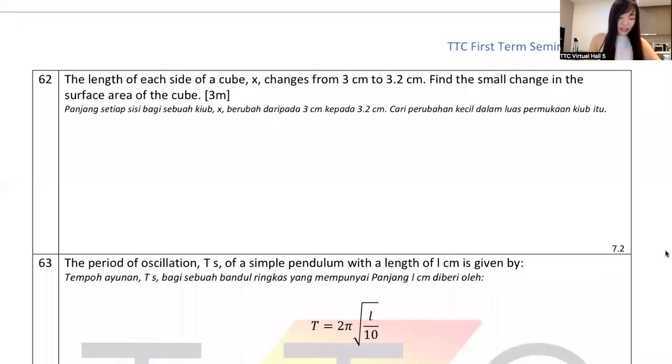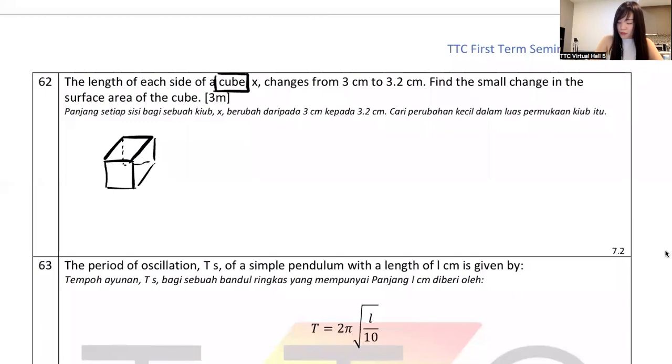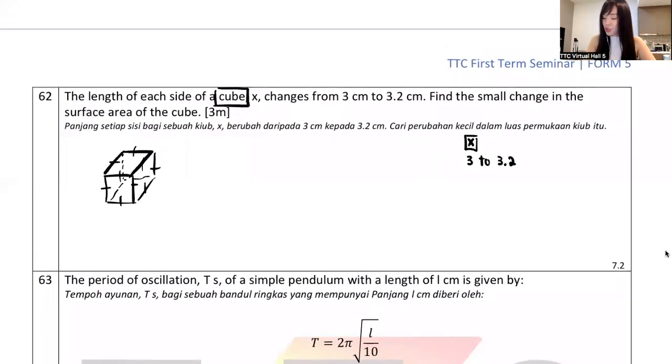Question 62, I will jump to 62. They say the length of each side of a cube. I think after you do rate of change, you are already aware of all the keywords. So I saw the word cube. I don't need to explain, you all know how the cube looks like. This is how the cube looks like. So they say the x increases from 3 to 3.2. Then they say, find the small change. I repeat again, saw the word small change, it means delta. Find the small change in the surface area.